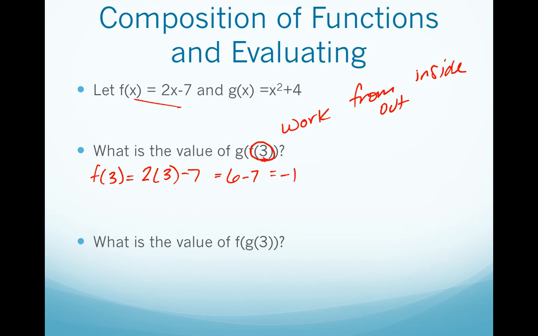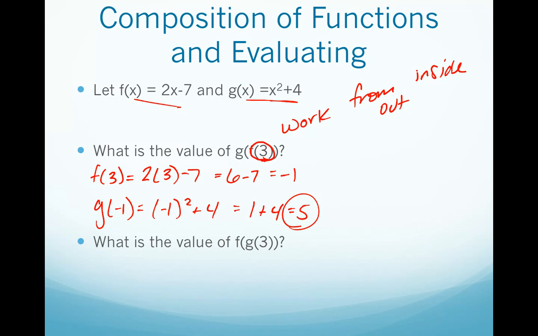But I now want g of that value. So now I'm going to take g of negative 1. So I'm going to take negative 1 and plug it into the g function. So x squared plus 4, that's negative 1 squared plus 4, which is positive 1 plus 4, or 5. So g of f of 3 is equal to 5.